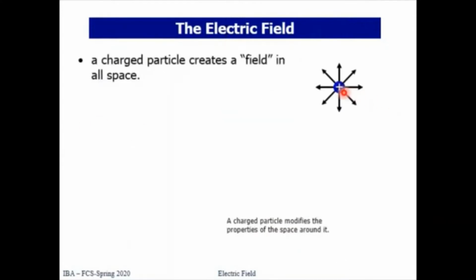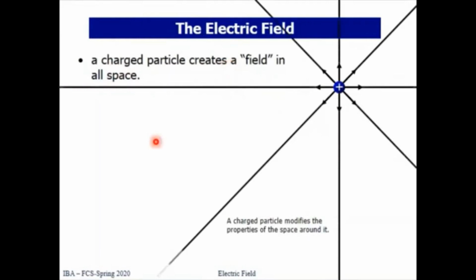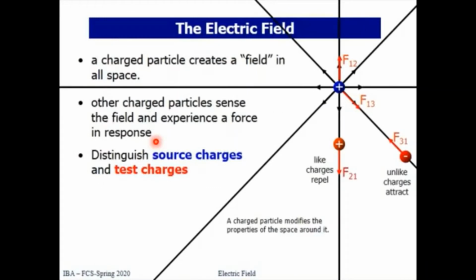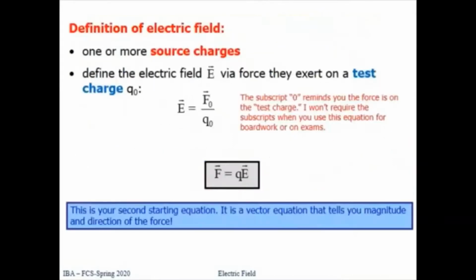So if we place a positive charge within the space, then a charged particle creates an electrostatic field in all space. Other charged particles sense the field and experience a force in response to the source charges. In this scenario, you must distinguish the source charge and the test charge. Source charges are those charges already present in the space that produce the electrostatic field, and the test charge is the charge on which we intend to find the electrostatic force.